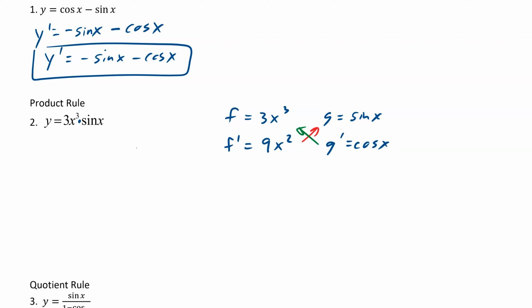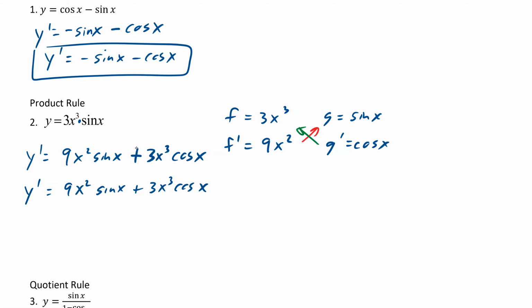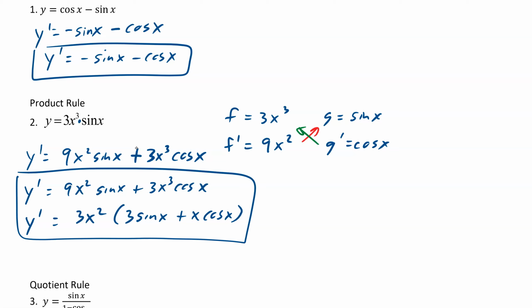Little cross multiply. And so we get y prime equals, don't forget the y prime, 9x squared sine x plus 3x cubed cosine x, just like that. And there we go. And we can factor out the x squared if we want, but I'm going to leave it the way it is. So this becomes 9x squared sine x plus 3x cubed cosine x. So like I was saying, you can factor out that 3x squared, and you end up with 3 sine x plus x cosine x. Either one is fine.